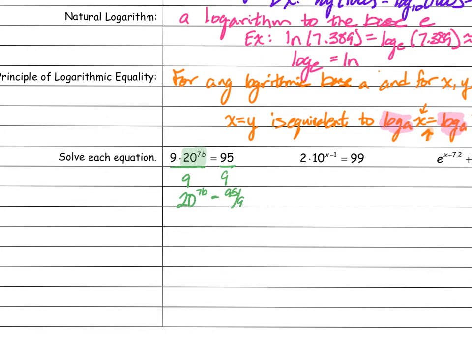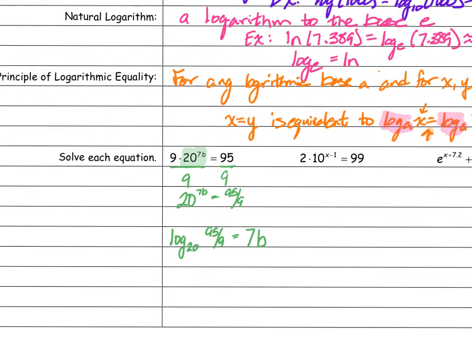So we're going to go ahead and switch it to a logarithm now. Okay, so here we go. So I get log base 20 of 95 divided by 9 equals 7b. Okay, so now I could put this into my calculator right now if I chose to, but then I'm going to round here, and then when I divide by 7 again, I'm going to round again.